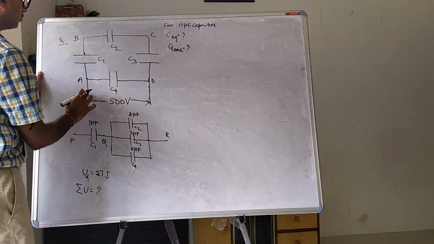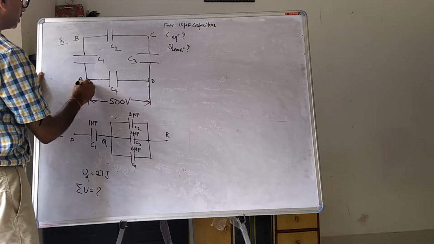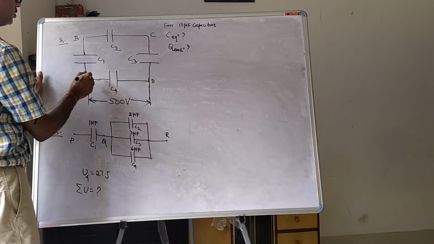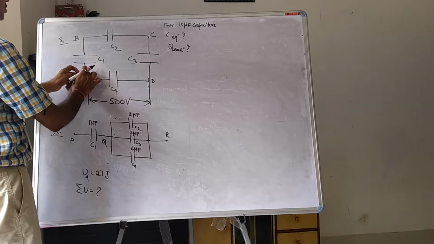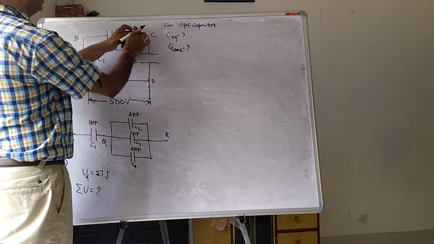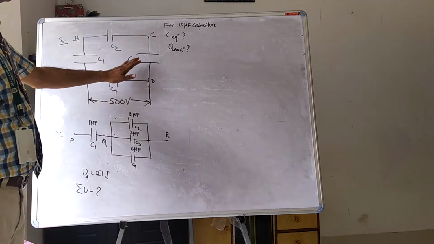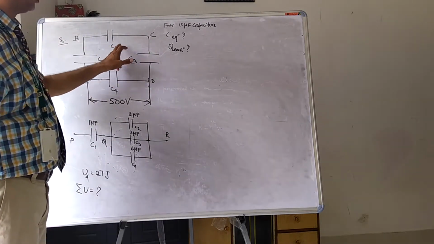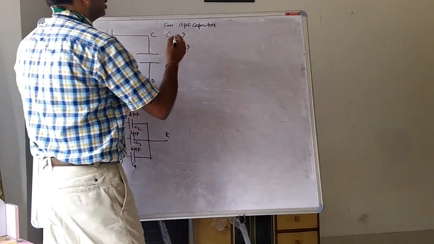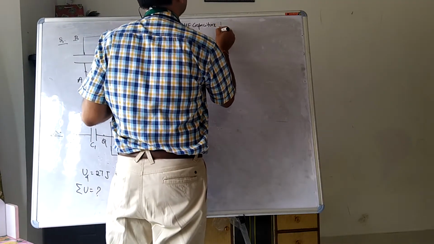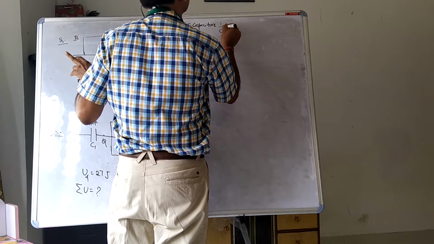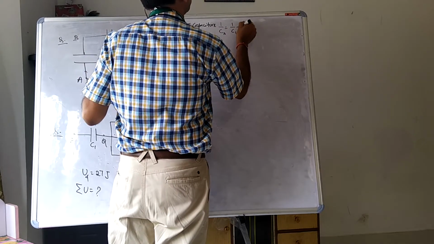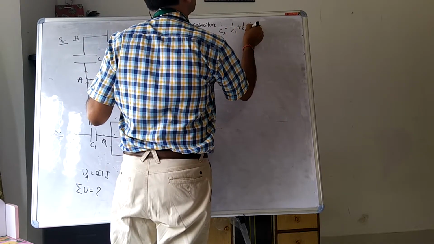How come? Because when the current goes from here, the current gets distributed in two different paths, and the current which is flowing through C1 goes into C2 and then into C3. So these three are in series. So what will be the equivalent capacitance of C1, C2, C3 in series? The answer will be 1 by C. I'm talking about series, so this will be 1 by C1 plus 1 by C2 plus 1 by C3.